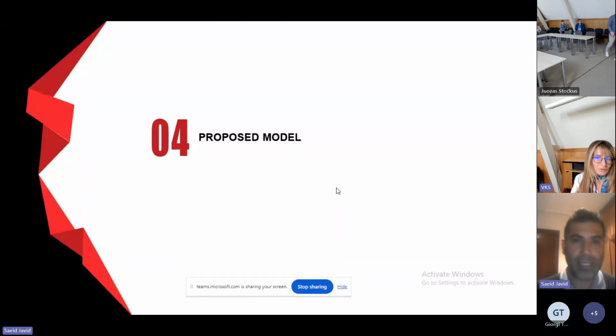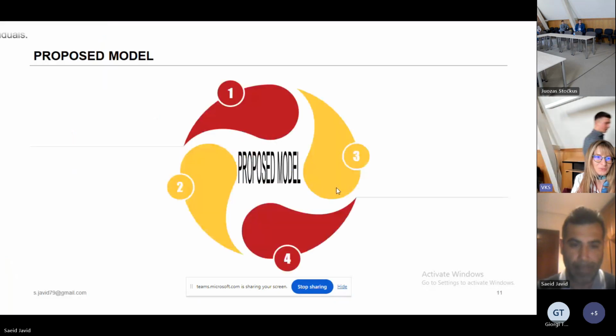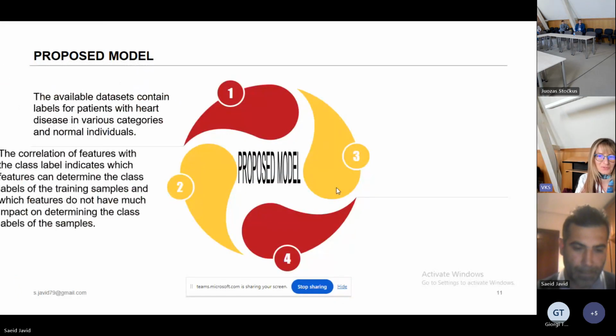We are a little bit short of time. Could you please go to the proposed model a bit faster if possible, okay?